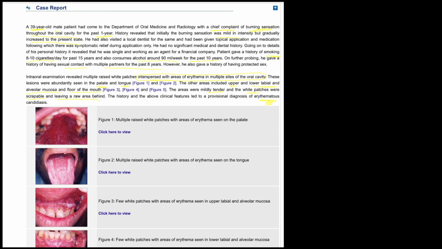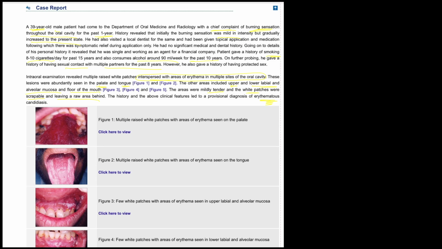smoking 8 to 10 cigarettes for the past 15 years, also alcohol consumption, and he also revealed sexual contact with multiple partners for the past 8 years.